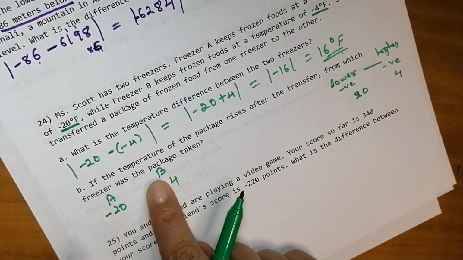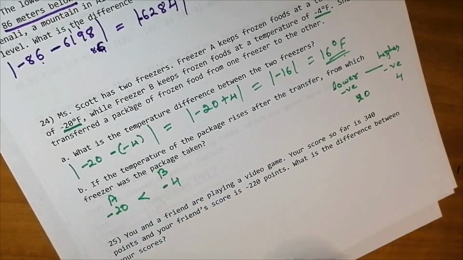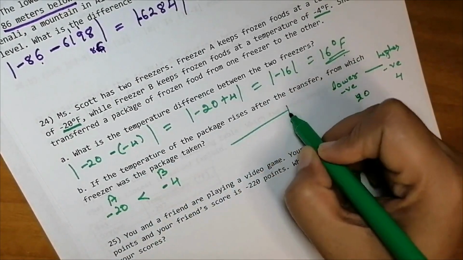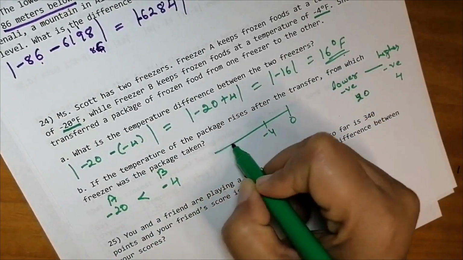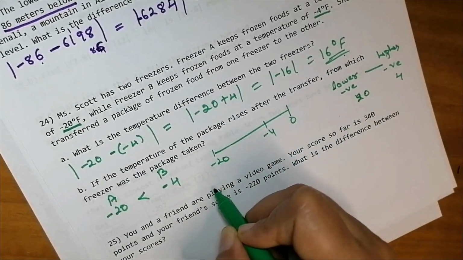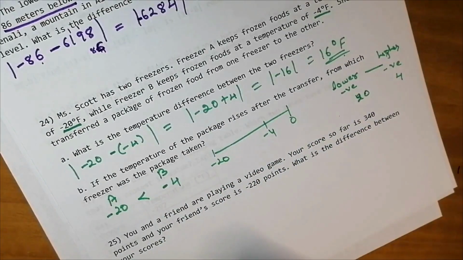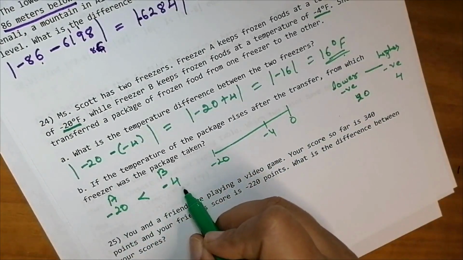The smaller number here is 20 and not 4, right? On the number line, if it's 0 here, minus 4 is here, and minus 20 is somewhere here. So it's further away, so it's smaller, okay? This way the number becomes bigger and bigger. So minus 20 is less than minus 4.